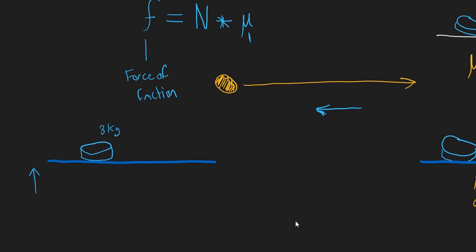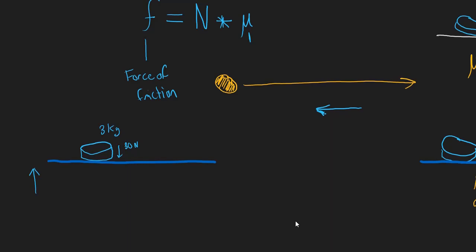Well, that means that the hockey puck is pushing down on the ice with a force, right? And what is that force? The force is 3 kilograms times the acceleration of gravity, or 30 newtons. Of course, acceleration of gravity is 10 meters per second squared. So that means the hockey puck is pushing down on the ice with 30 newtons.